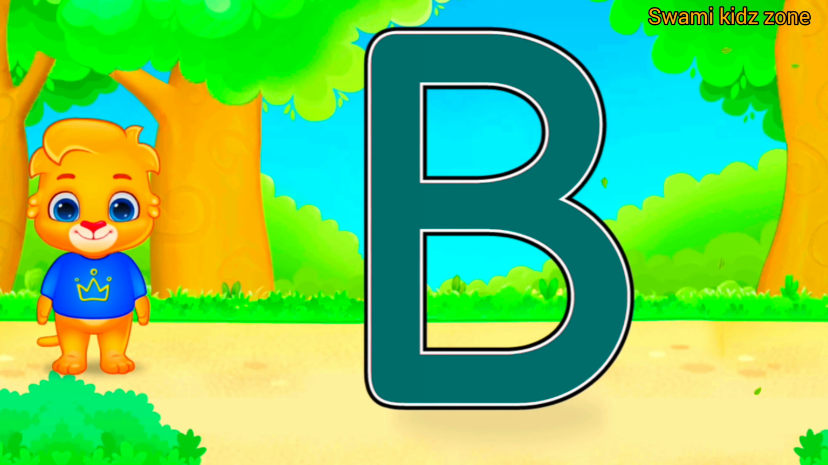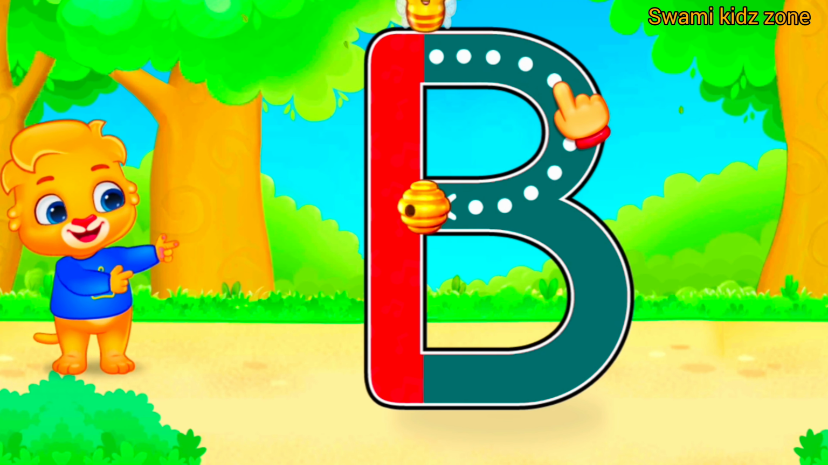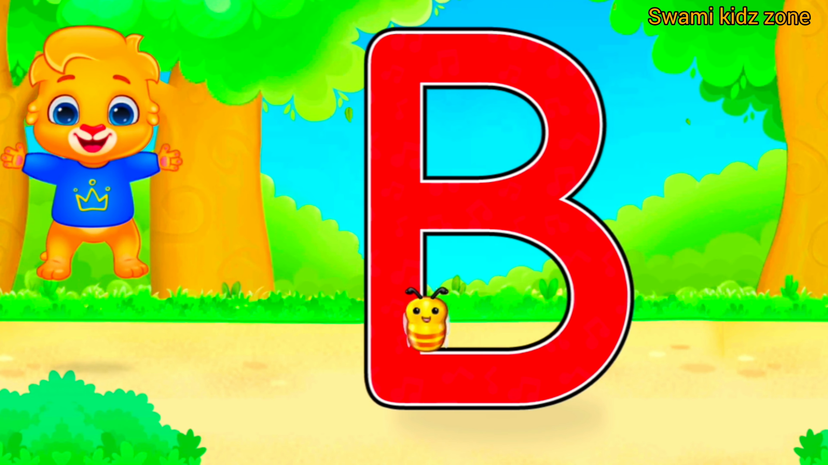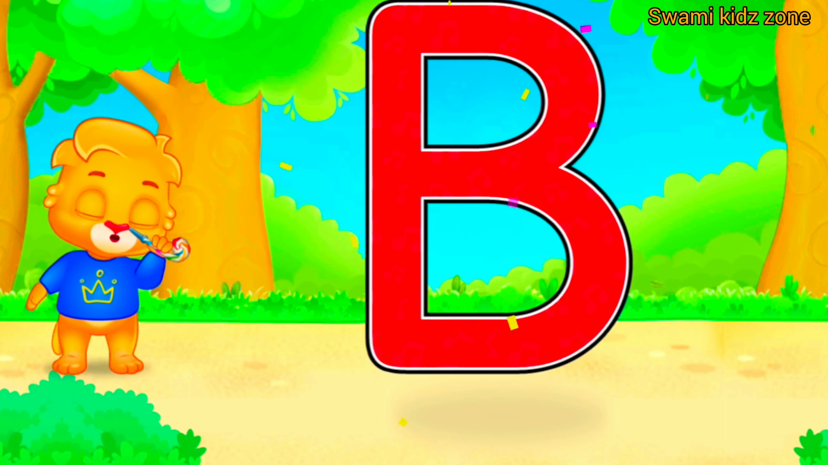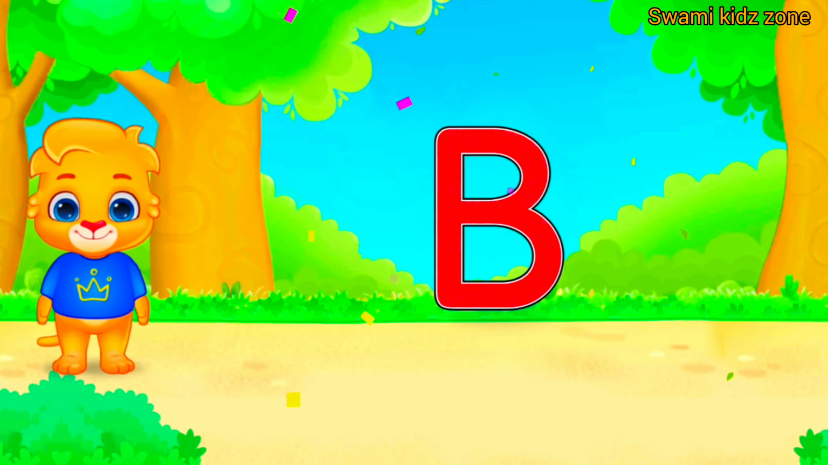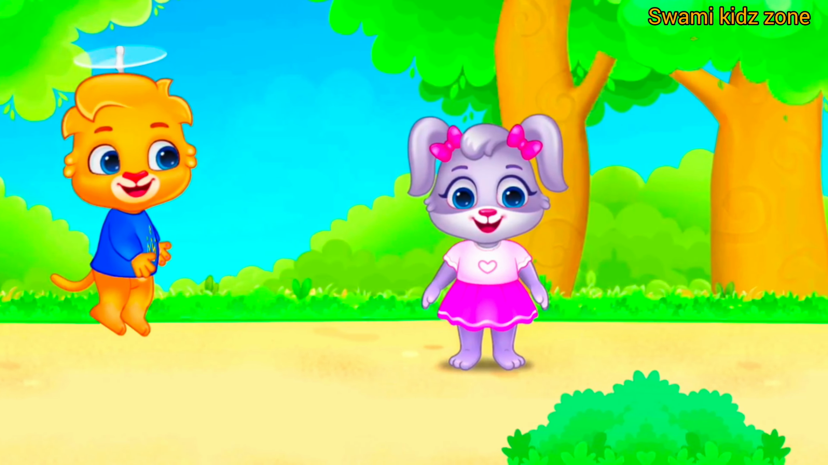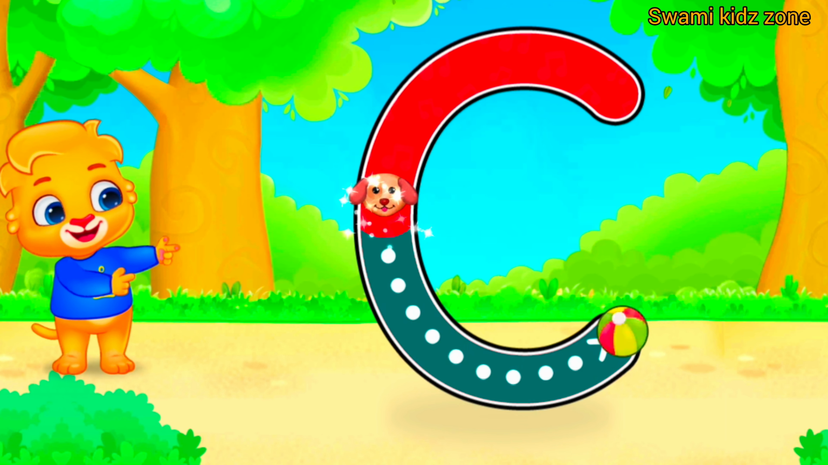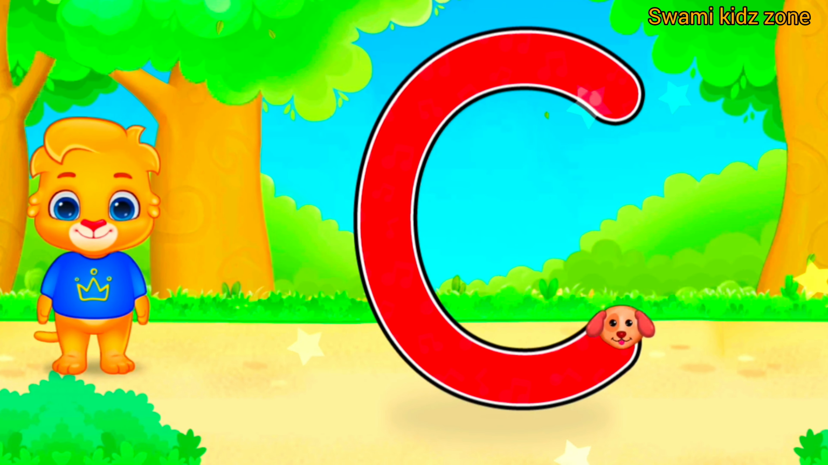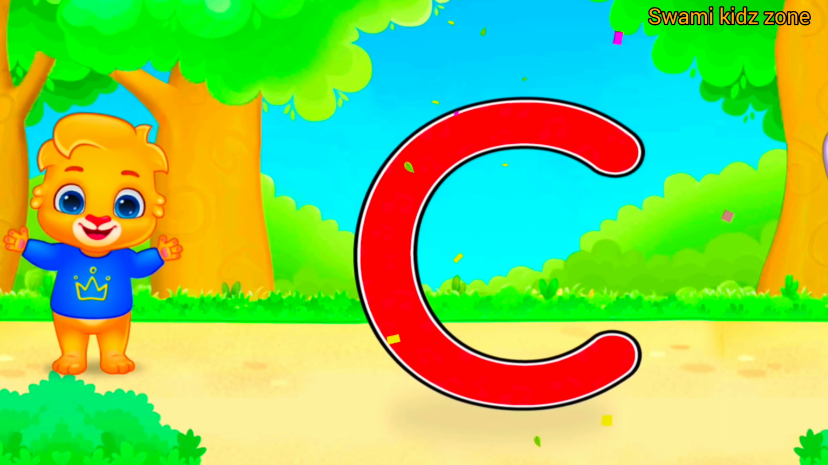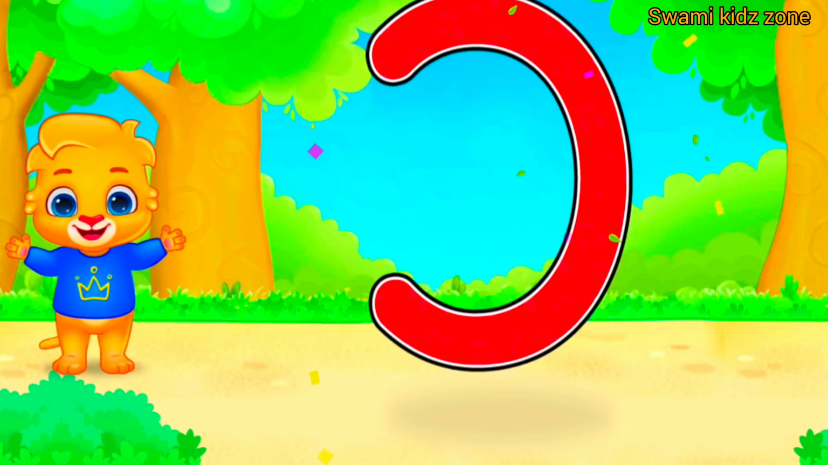A है B. It sounds b b b. B for ball. C. It sounds k k k. C is for cat.